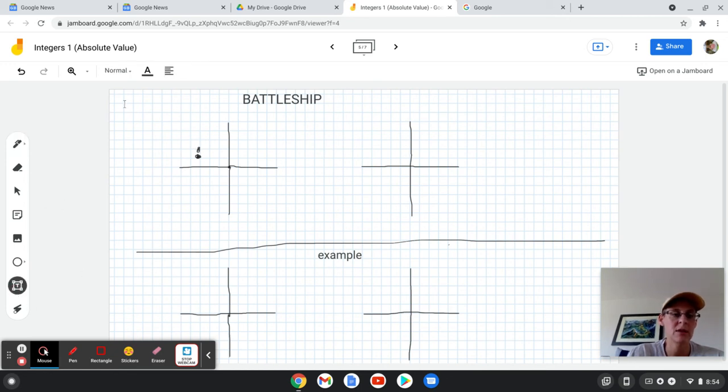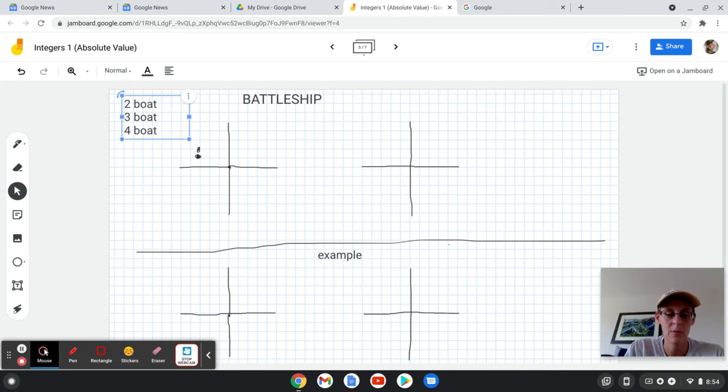Let me write some notes here. We're going to have a 2 boat. We're going to have a 3 boat, a 4 boat, and a 5 boat. Okay. So that's my 2 boat. You're going to do this, but you're going to do it however you want to do it. I'm going to have my 3 boat. 1, 2, 3, and then connect the dots there.